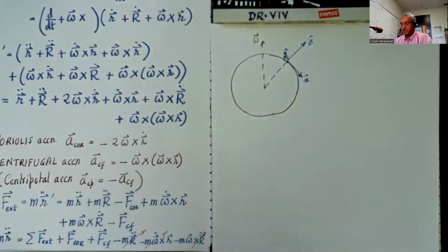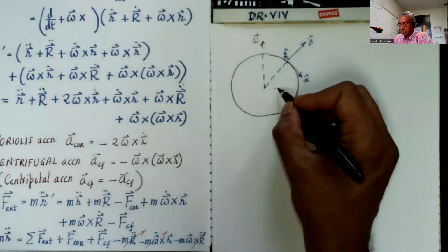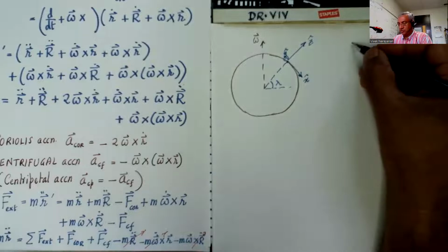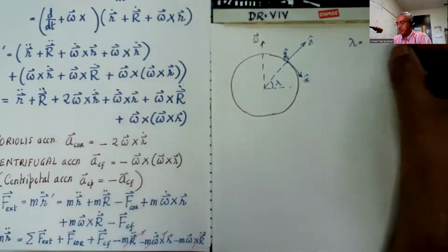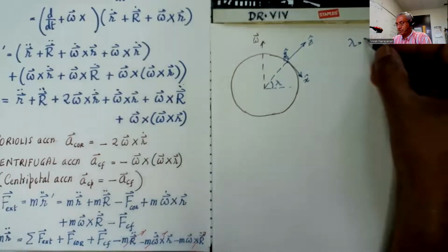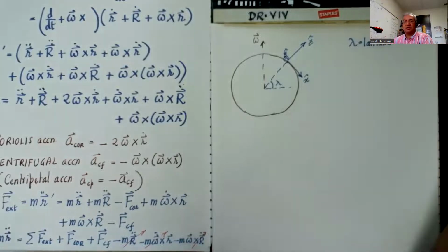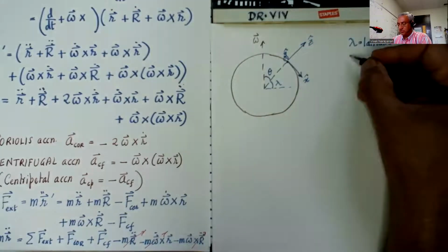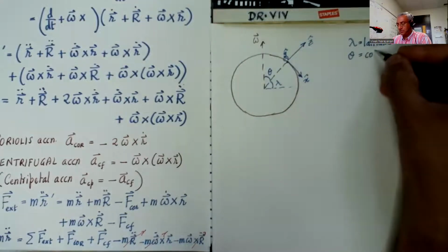All right, the angle lambda is called the latitude. The angle theta is called the co-latitude.